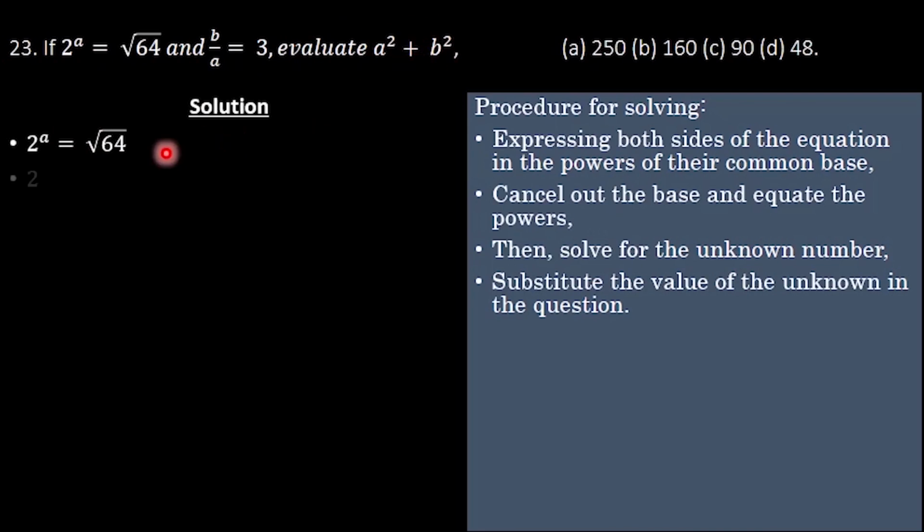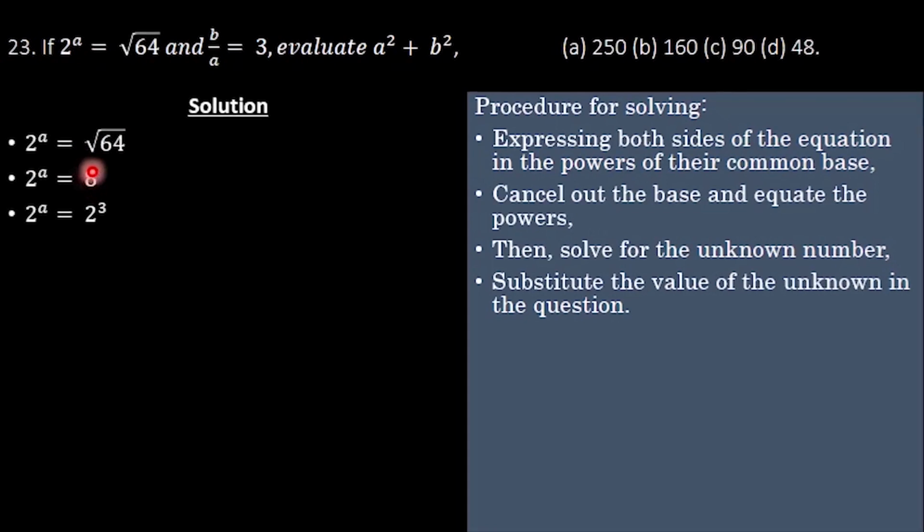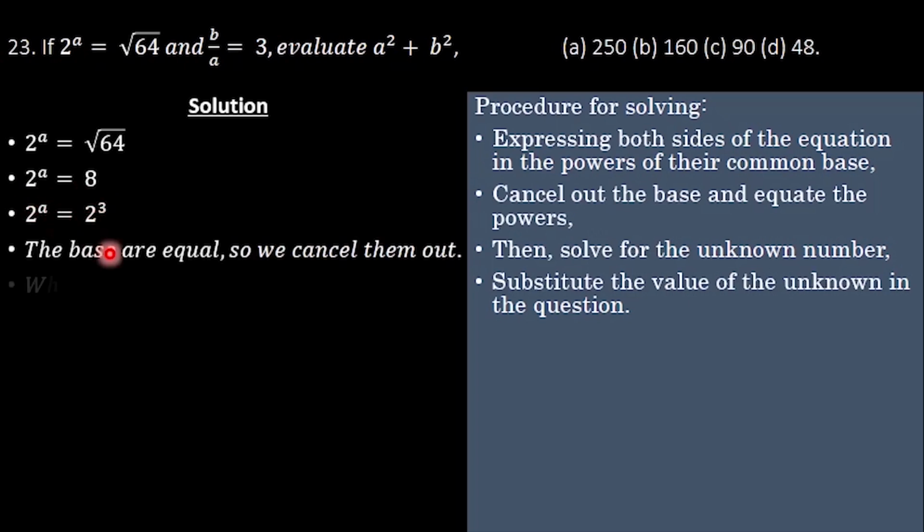Let's proceed. Now let's express both sides of the equation in the powers of their common base. Root 64 now we have 8. For us to express it in the common base, we need to express this 8 in form of power, therefore we are going to have 2 raised to power 3. Since the bases are common now, we need to cancel them out and equate the power. Now we have a equals 3.